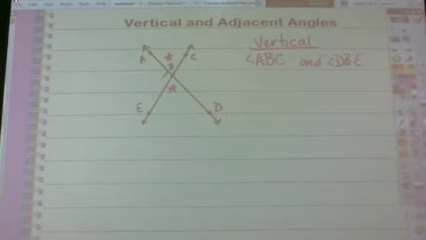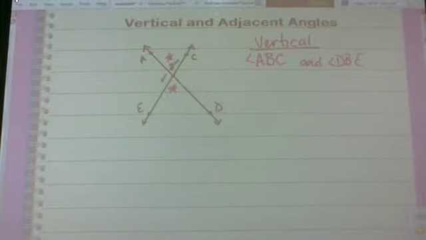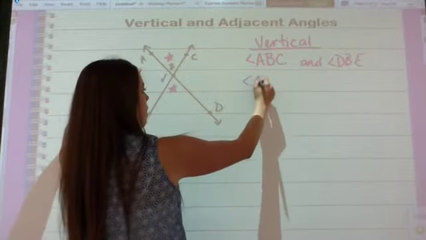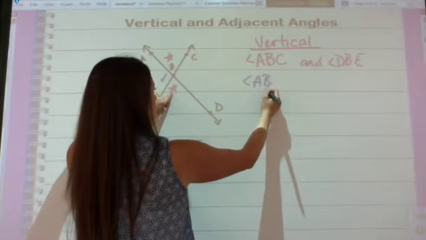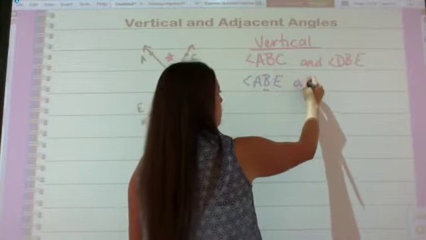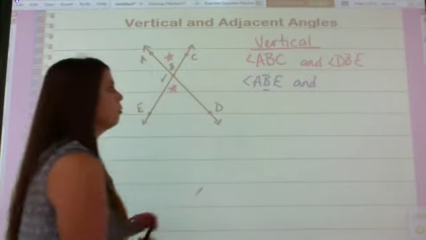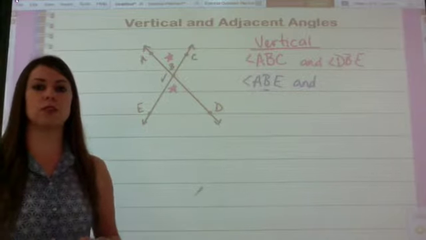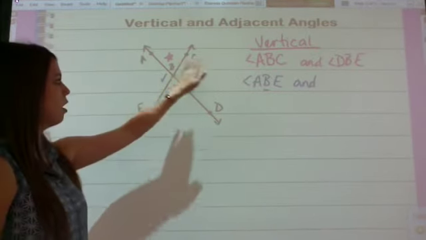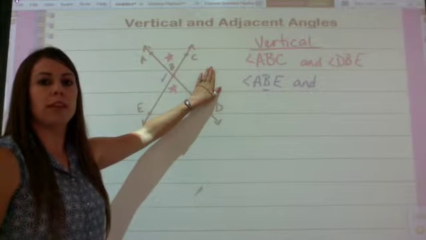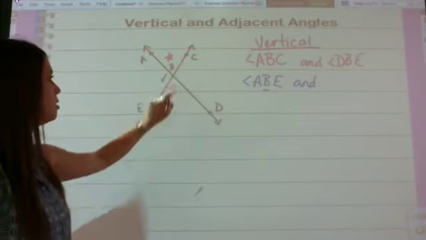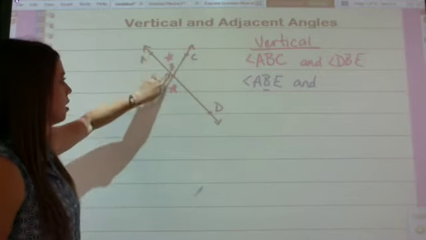Use a different color. This angle here, angle ABE. So I start with A. I go to my vertex B. It always has to be in the middle, over to E. And look to see which other one is vertical from ABE. So when I look at it, the one that's across from it, or the one that shares the same vertex, and it has to be congruent too, is this one here, CBD.